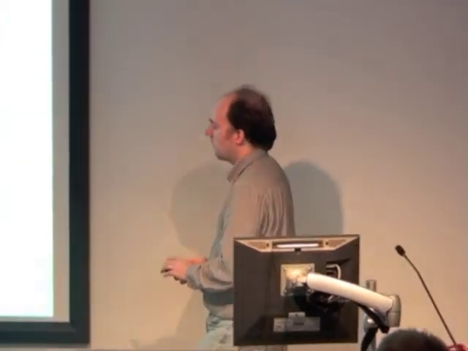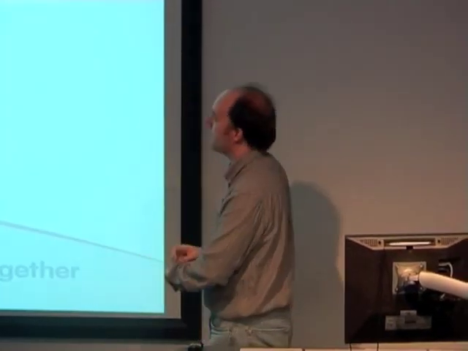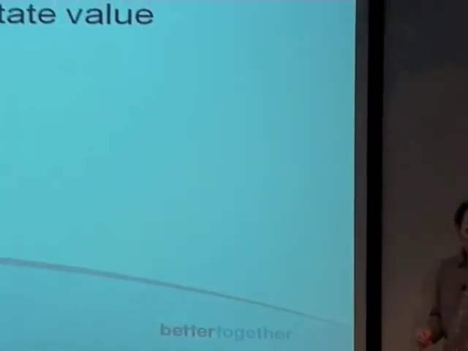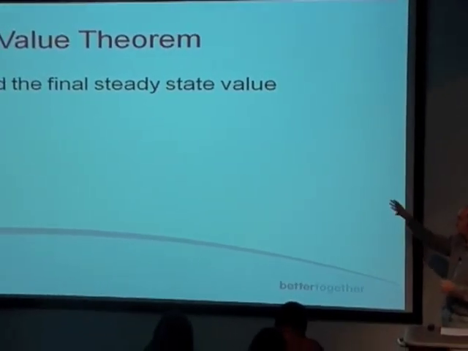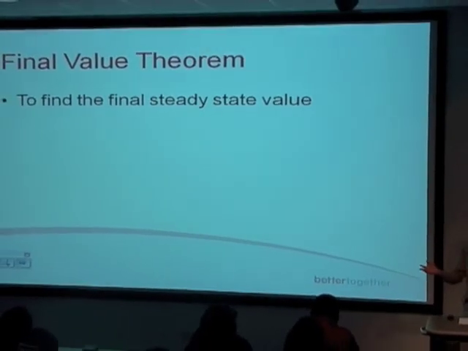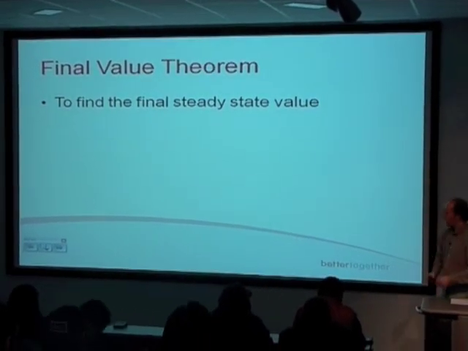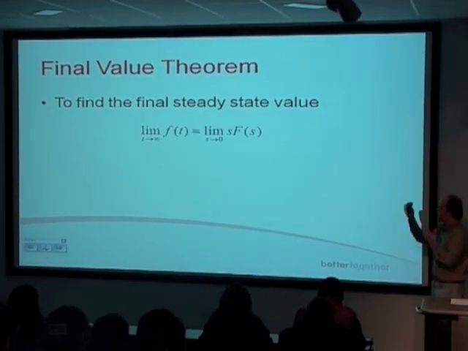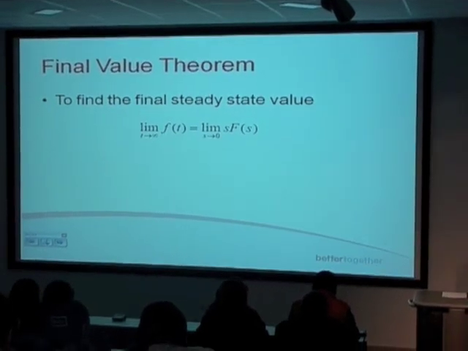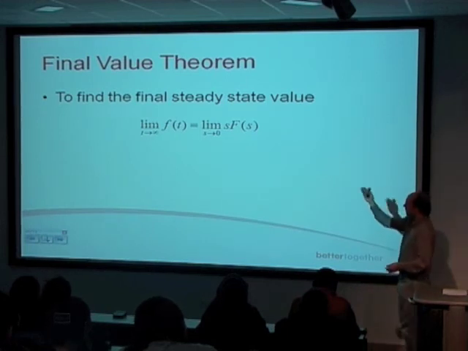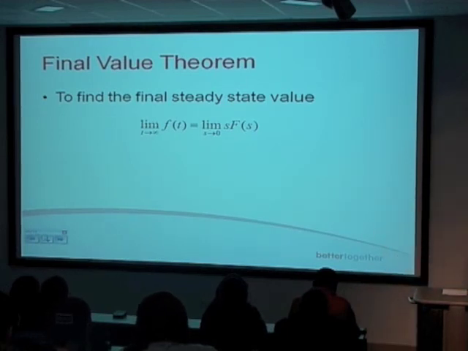Now, the last thing on our contents list was the final value theorem. And like I said, the final value theorem is to find the steady state value of your system after an input of some description, be that a step, a ramp, or impulse. And this is the final value theorem. The limit as time goes to infinity of your function in terms of time is equal to the limit as s goes to 0 of s times your s domain function, okay?